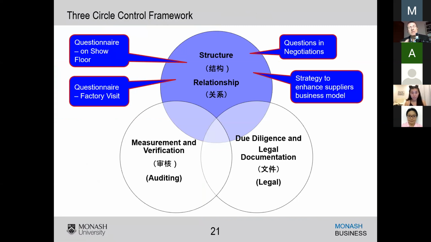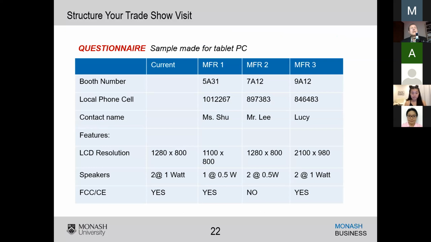So, what was suggested in that first circle, you have to ask lots of questions on the trade show floor. You have to have lots of questions in the factory visit, and then lots of questions in negotiation. And then you start to think about how you can enhance the supplier's business model. So here's an example of comparisons that you can do.